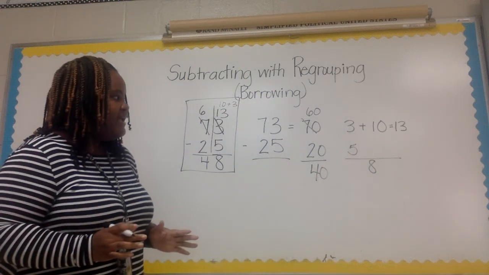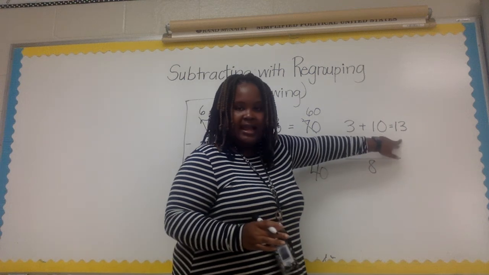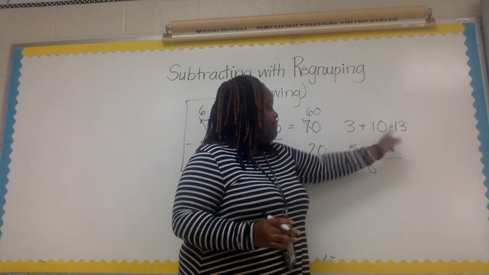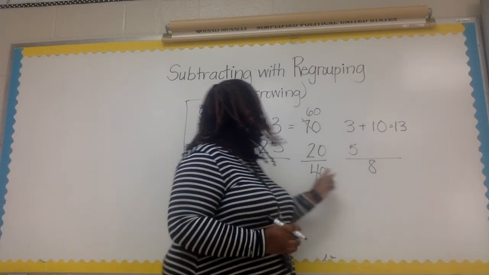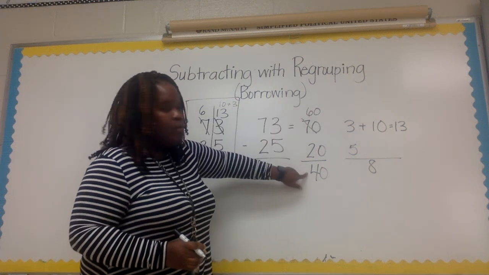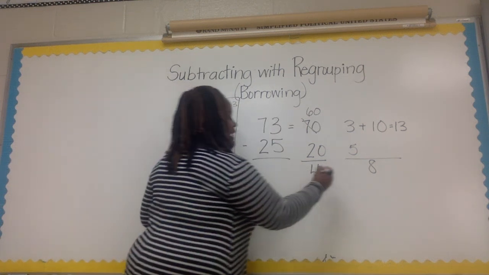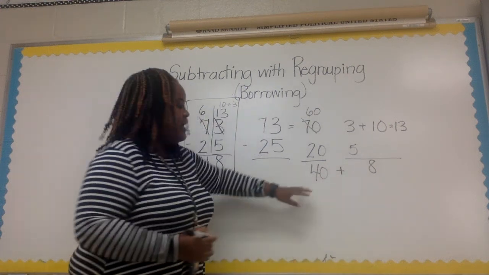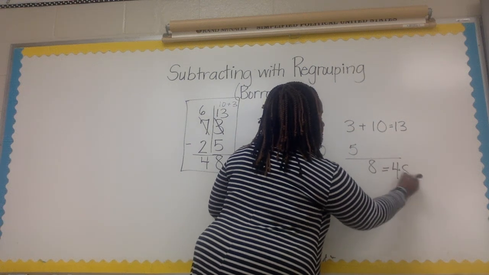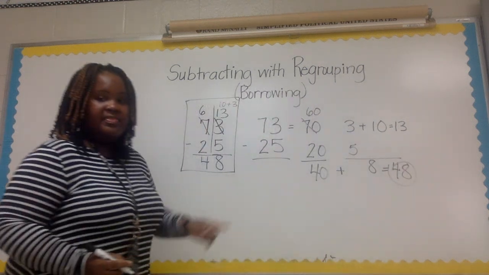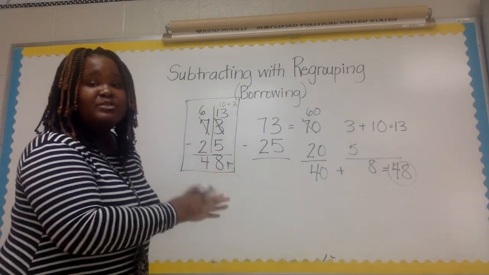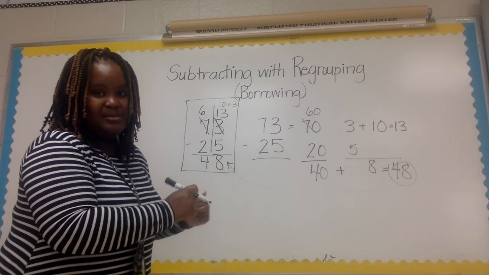You see how I did that? I took 5 from this 13 that I have because the 3 plus the 10 that I borrowed gives me 13. If I take 5 from 13, I'm left with 8. And then I'm going to take 20 from the 60 that I have right here, and I'm left with 40. Now I've got to add these two together. So now 40 plus 8 is going to give me 48. That's my answer. And that's the exact same thing that I have right here. That's just a different way of doing it, so you don't get confused.